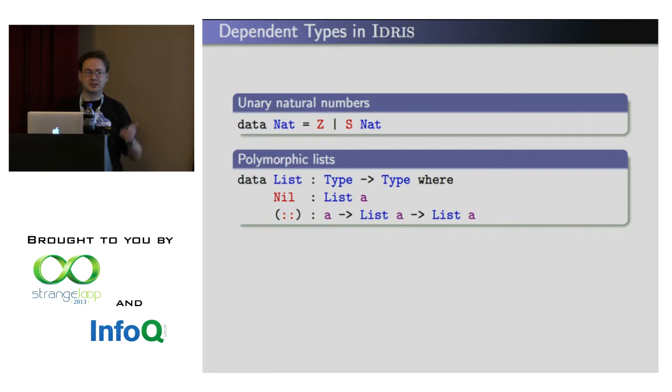Now you'll notice here, I've declared this data type in a rather different style. I've said that list is a type constructor. So this colon here is a typing judgment. So unlike Haskell, where you have a double colon for typing judgments, we have a single colon.